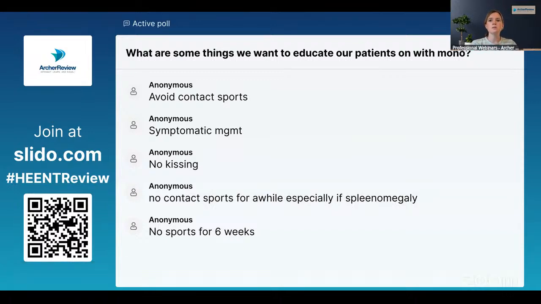We do want to make sure we are educating them about the contact sports. So your spleen is in your left upper quadrant, and you shouldn't be able to feel a spleen normally in most patients. But if you have them lay down and take a deep breath and you feel that enlarged spleen, whether or not you feel it, still with mono you want to make sure you're educating them, but especially if you're feeling an enlarged spleen. We don't want to have any splenic rupture. So no contact sports. They're probably not going to want to play contact sports, but if they're starting to feel better, just make sure they know they still can't go back to playing sports for at least 6 weeks.